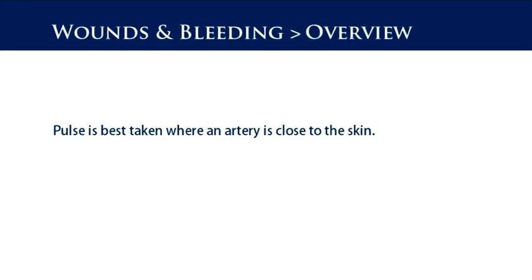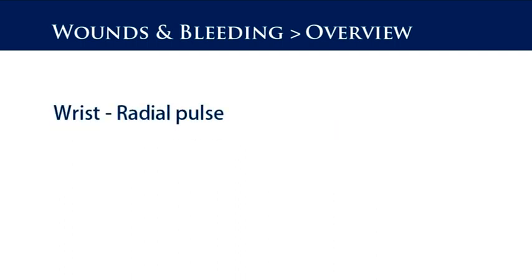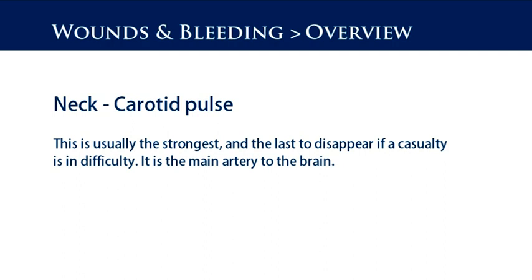It can be taken wherever an artery is close to the surface of the skin. The most common locations are in the wrist, known as the radial pulse, or the neck, known as the carotid pulse, which is usually the strongest. The carotid pulse is the last to disappear when a casualty is in difficulty, as it is the main artery that feeds the brain with oxygenated blood.